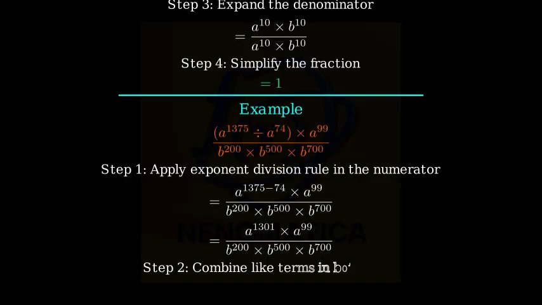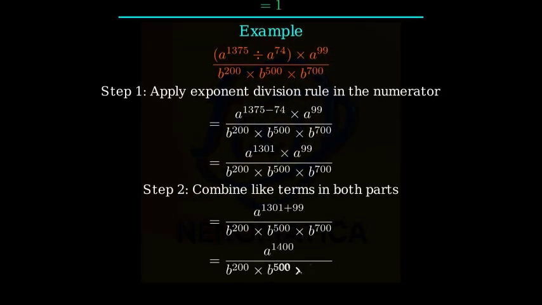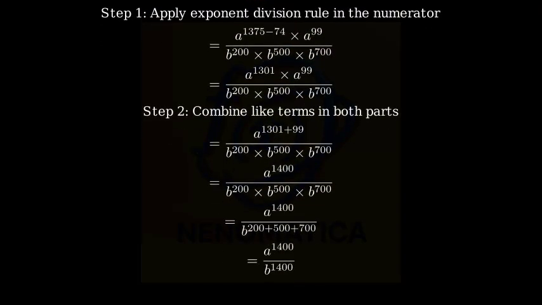Next, let's combine like terms in both the numerator and denominator. In the numerator, we add exponents when multiplying terms with the same base. So a to the 1,301 times a to the 99 gives us a to the 1,400. Similarly, in the denominator, we add the exponents of b, 200 plus 500 plus 700, which equals 1,400.